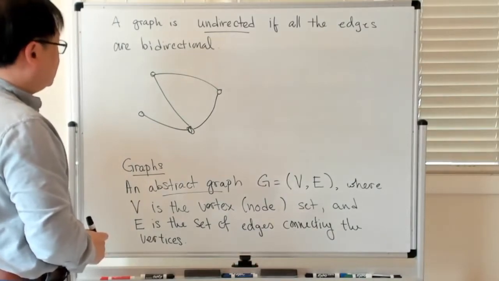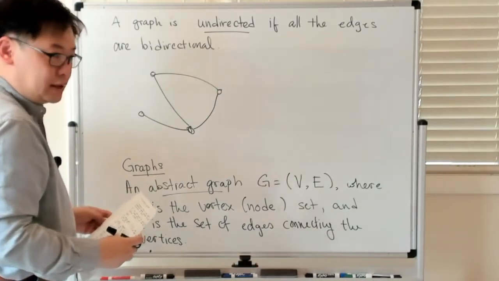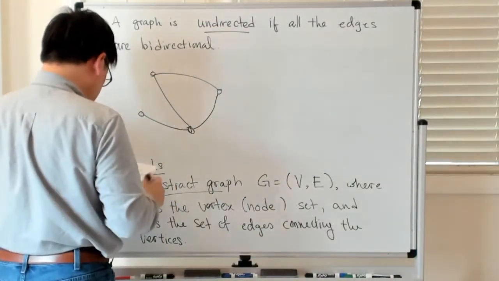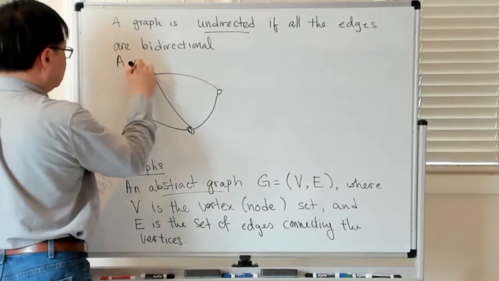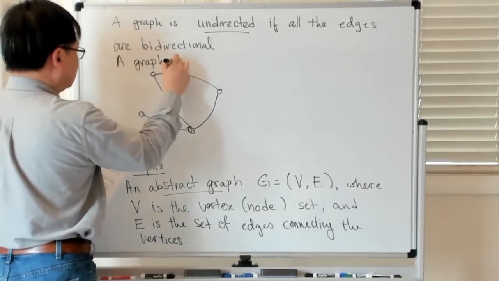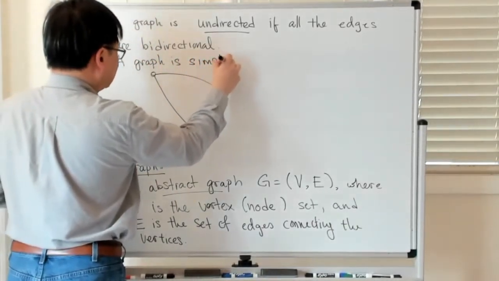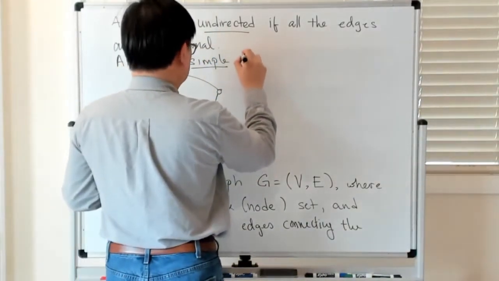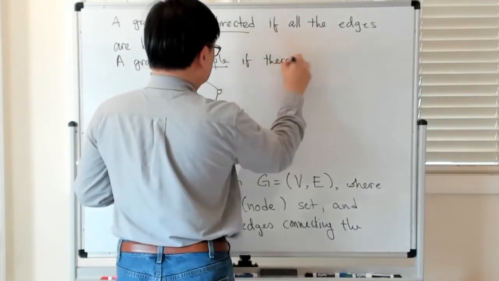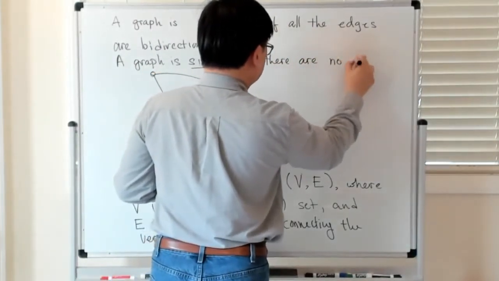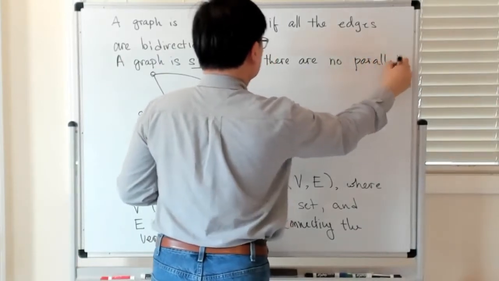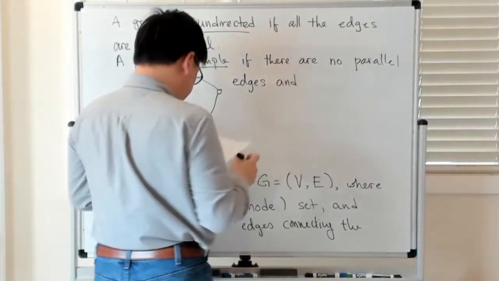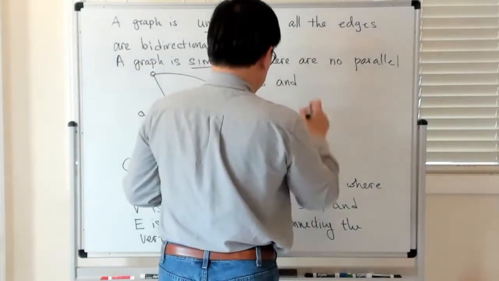And so what we're going to do is look at, in particular, what are called simple graphs. So a graph is simple if two things are disallowed: if there are no parallel edges, and no loops.